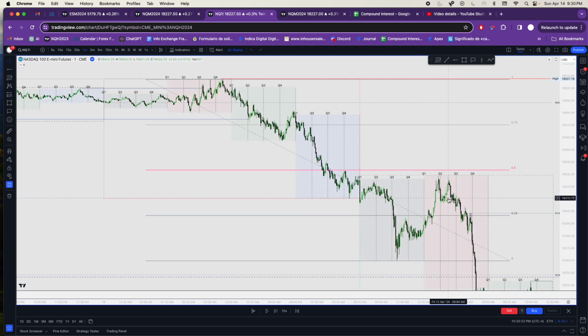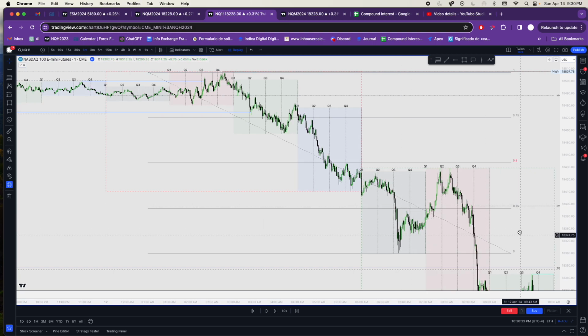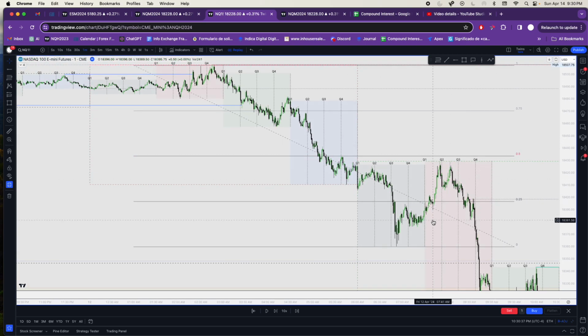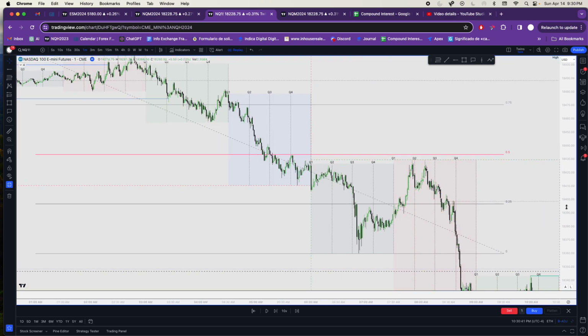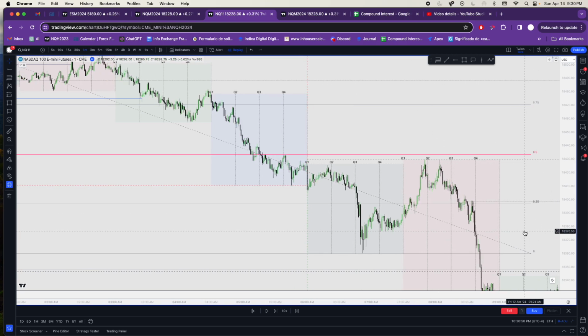What are we looking at now? Accumulation, manipulation, distribution, expansion, or continuation, accumulation, manipulation. So in our manipulation leg Q2, we get this run up and we take out the previous highs. I swear that's the whole purpose of Q1 accumulation. It's for Q2 to have a run on these highs up here.